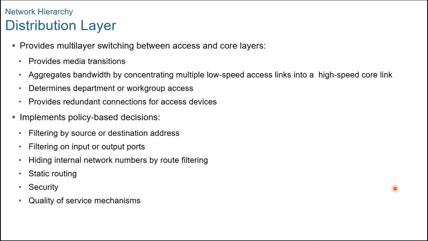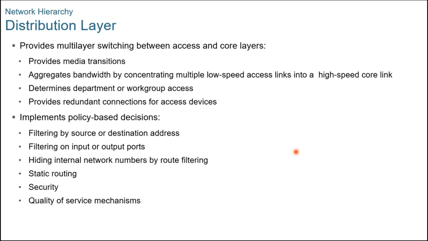The distribution layer is often the layer that terminates the access layer VLANs, the broadcast domains. However, this can also be done at the access layer. This layer provides any media transitions, for example, between Ethernet and WAN technology. So that must occur. This includes policy-based connectivity. When you say policy-based connectivity, this means implementing the policies of the organization as described in the applying a methodology to a network design video.